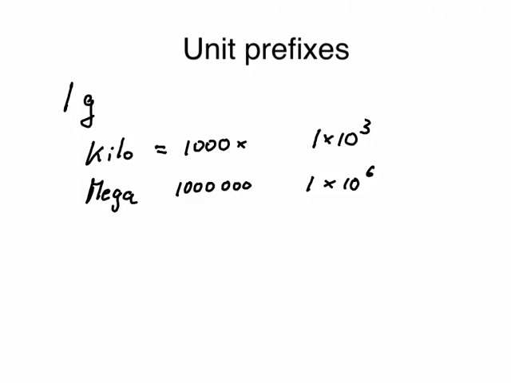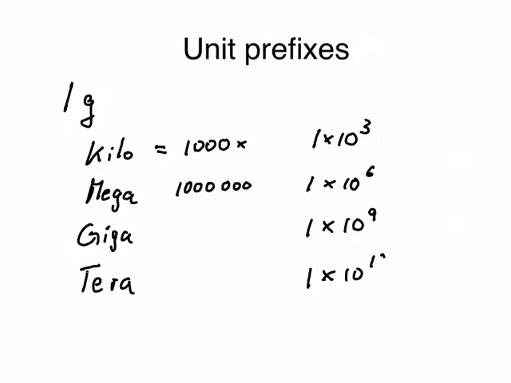The next common unit, if we go higher, would be giga, and that would be 1 times 10 to the power of 9. And very often we also come across the expression tera, which would be 1 times 10 to the power of 12. And we know these units, for example, from computer memories: kilobyte, megabyte, gigabyte, and terabyte. So what about when we go smaller?